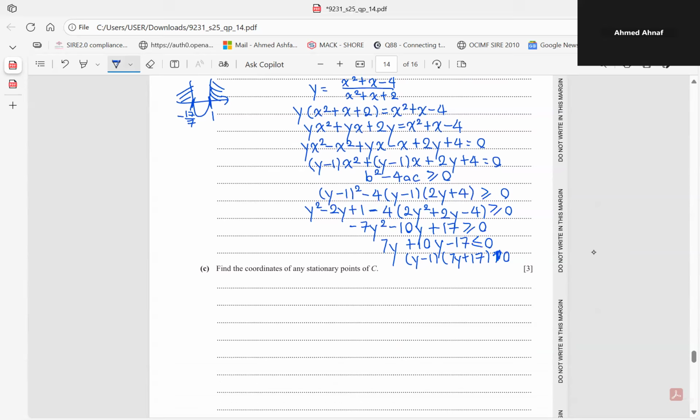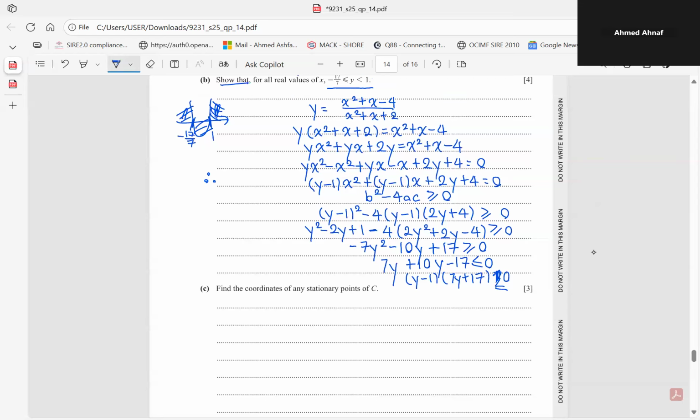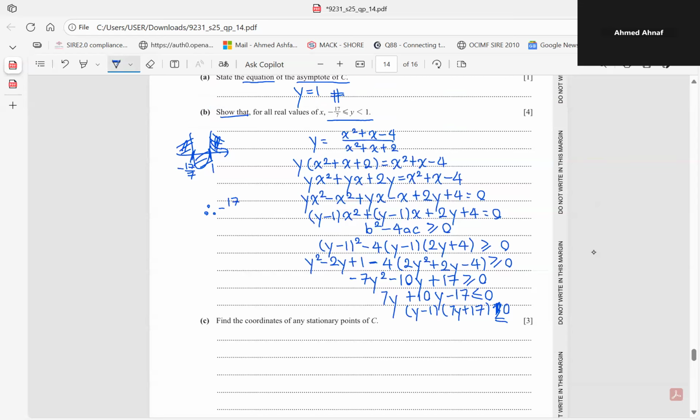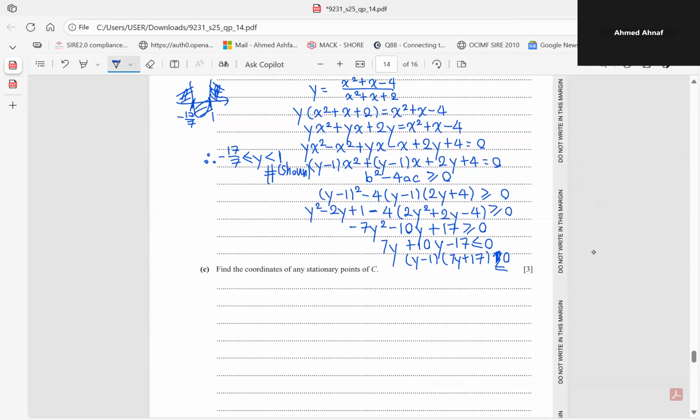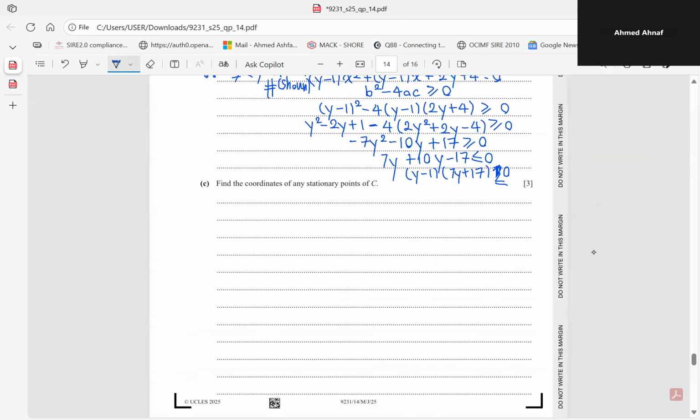Less than 0. Yeah, so we have to look below the x-axis. So hence our answer is between minus 17 over 7 less than or equal to y and less than 1, since we already know that y equals 1 is an asymptote. So this is our final answer for this question. Let's head on to the next part.